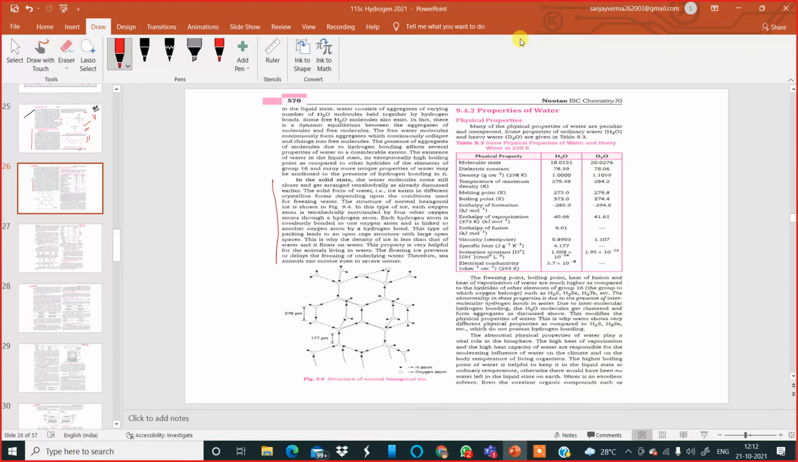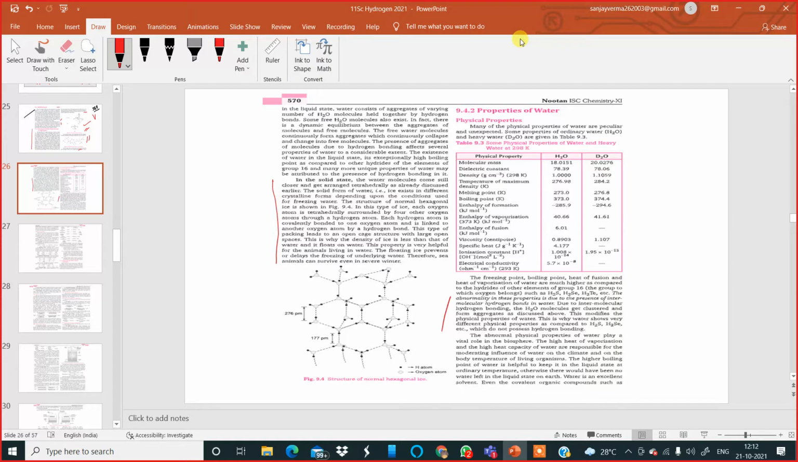The structure of normal hexagonal ice is shown in this figure. This is the solid state structure of normal hexagonal ice. In this type of ice, each oxygen atom is tetrahedrally surrounded by four other oxygen atoms through hydrogen bonds. Each hydrogen atom is covalently bonded to one oxygen atom and is linked to another oxygen atom by a hydrogen bond.